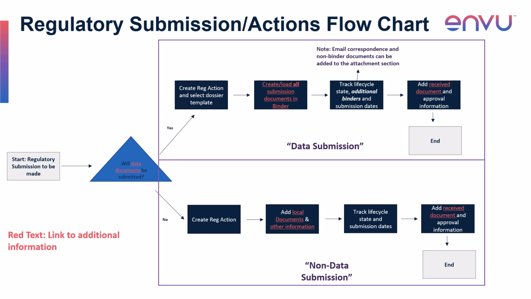This new feature in Viva can be used in both a data submission and a non-data submission. First, if you are making a submission that contains data, the attachment section can be used to document email correspondence and any other documents that do not fit into the binder structure or are not needed to be placed in the binder for that submission.